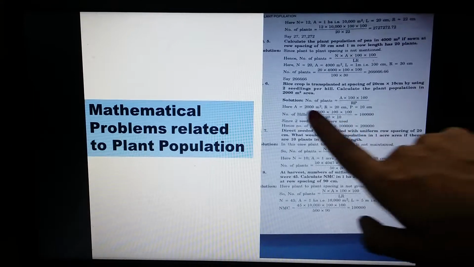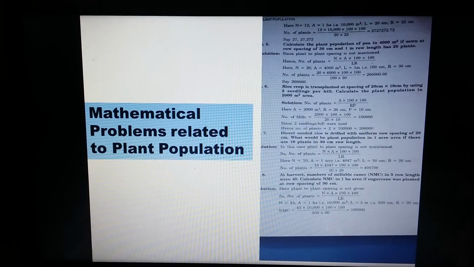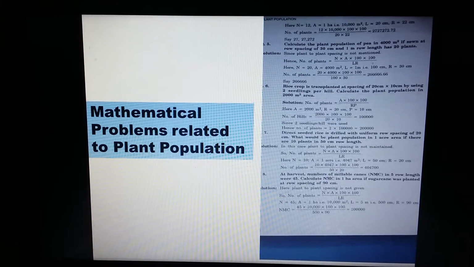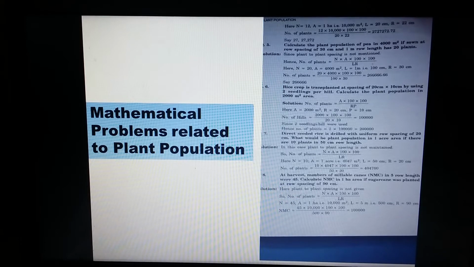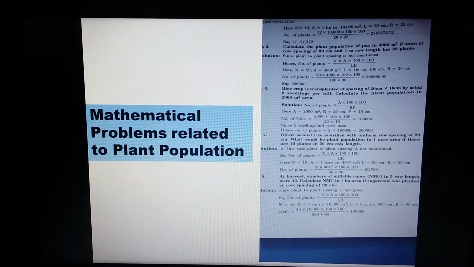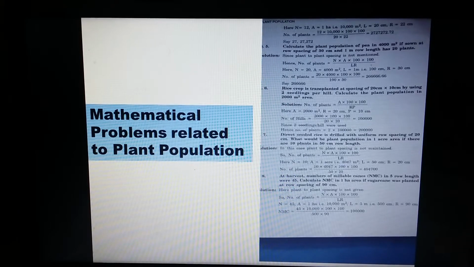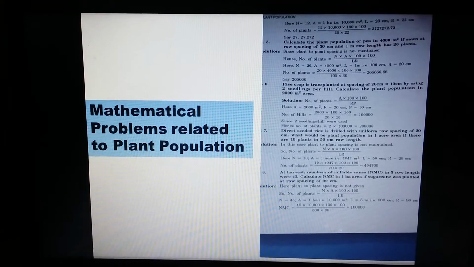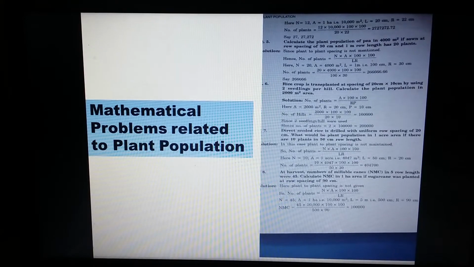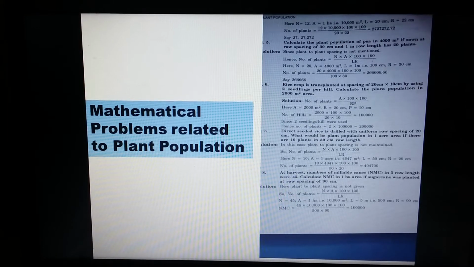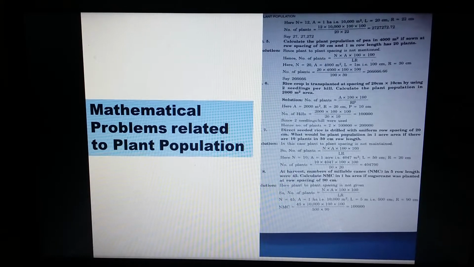So coming to the next problem, it is very interesting. Now look. The rice crop is transplanted at the spacing of 20 centimeter by 10 centimeter by using 2 seedlings per hill. Calculate the plant population in 2000 meter square area. So as per the formula, the plant population equal to A into 100 into 100 divided by R into P. So we know A equal to 2000 meter square, R equal to 20 centimeter, P equal to 10 centimeter. So number of hills equal to 2000 into 100 into 100 divided by 20 into 10. So the answer will be 1 lakh.